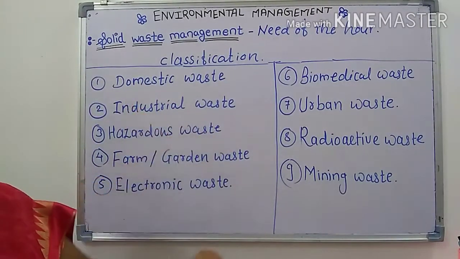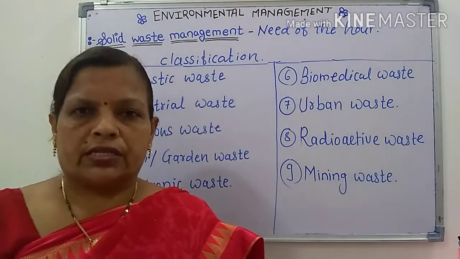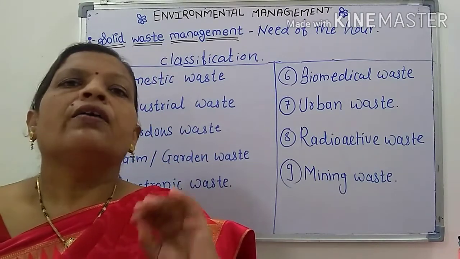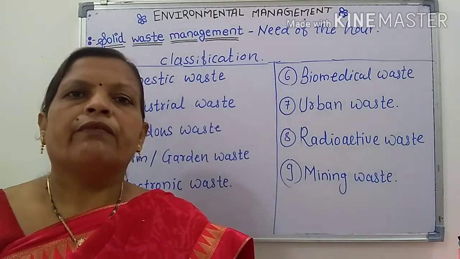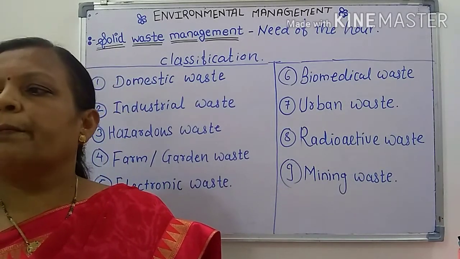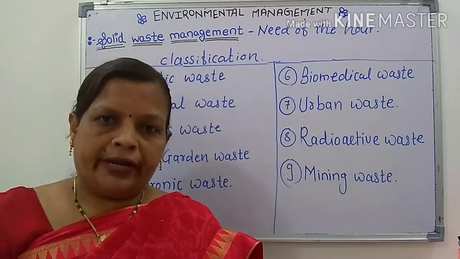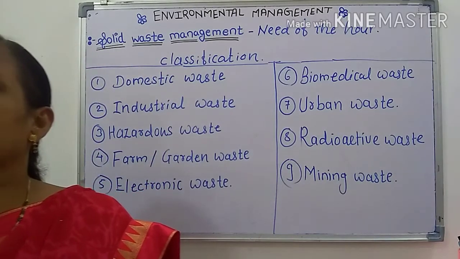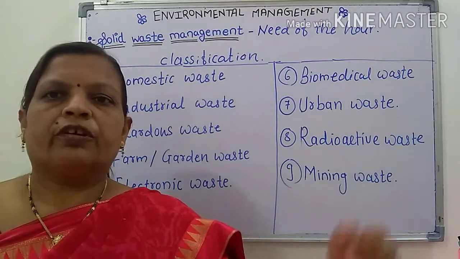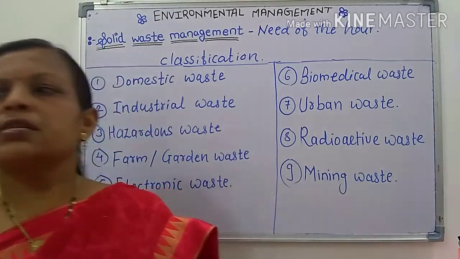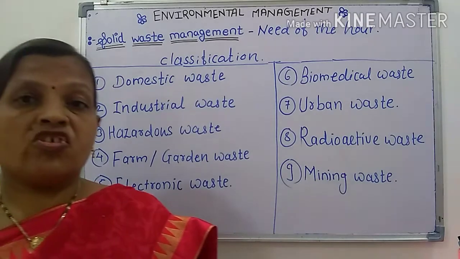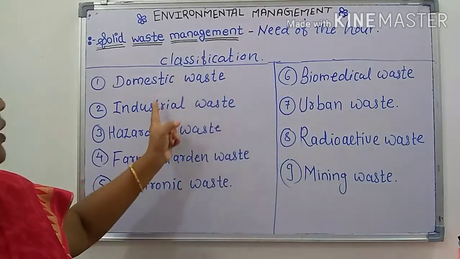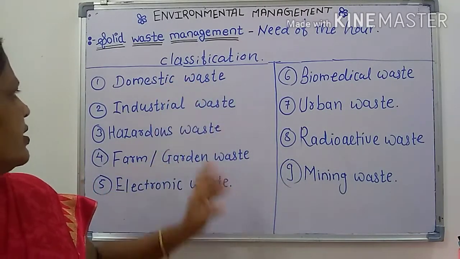Now the second one is industrial waste. What would be the industrial waste? Industrial waste is the waste which is given out from the various industries. For example, chemicals, pigments, then sludge. Sludge, in Marathi, is called ghan dravya, whatever may be given out from the industries. Then ash content and metals. These are given out from the industries, so it will be the industrial waste.